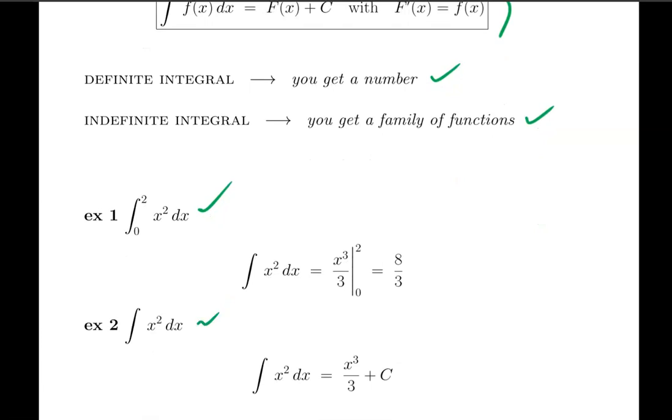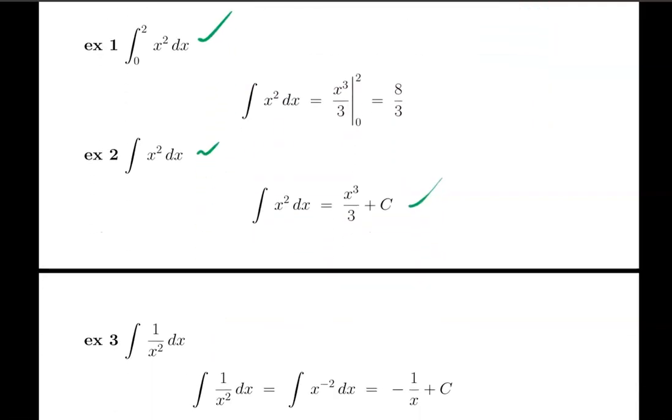This would be an indefinite integral. You just do the antiderivative and add the plus c, right? It's a family of functions, it's very simple. So we've done this a lot.